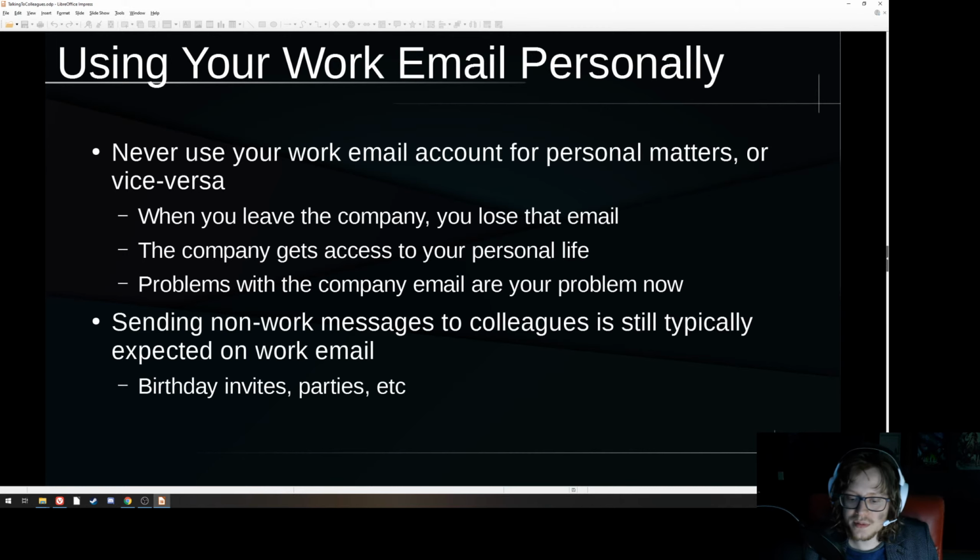And you could leave the company at any time. Stuff happens. You could be terminated. You could be let go. Don't expect that you're going to be somewhere forever and then just start using your work email as personal.